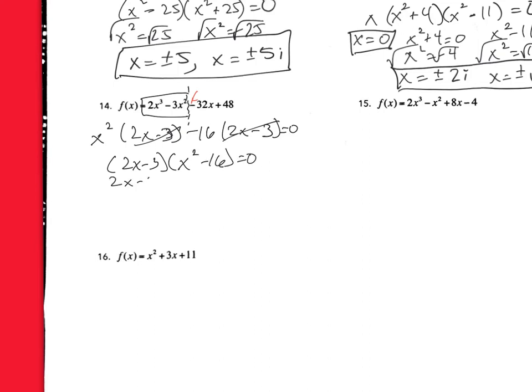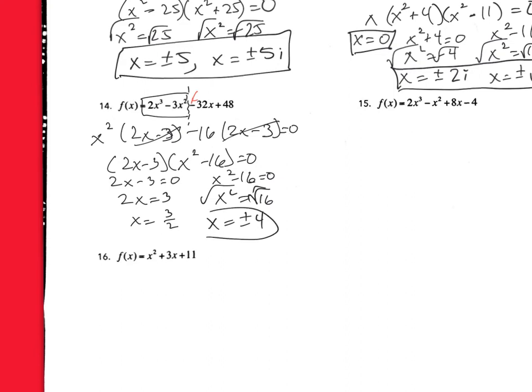So 2x minus 3 equals 0. X squared minus 16 equals 0. So here we get x equals 3 over 2. And this one, of course, is x squared equals 16. And the square root of 16 is plus or minus 4. So we have all 3 answers. Again, the degree tells you how many answers you should have.